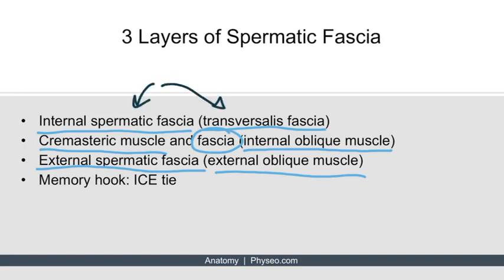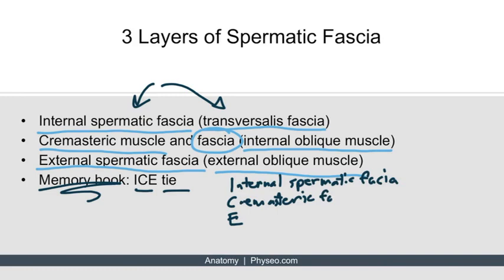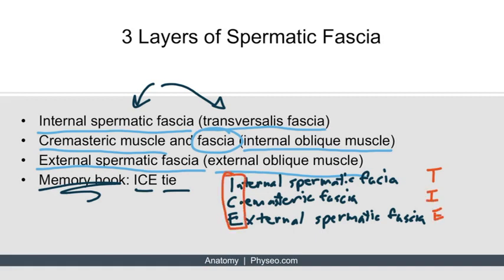So medical students have found this is a very helpful memory hook. IceTie. So I-C-E for ice, and here we're dealing with the spermatic fascia, so internal spermatic fascia, and then we have the cremasteric fascia and the external spermatic fascia, and tie for transversalis fascia, internal oblique muscle, and external oblique muscle. So IceTie.